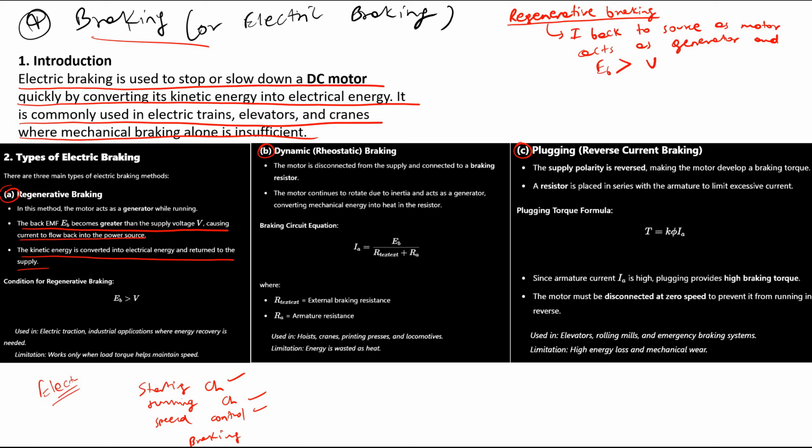Second is dynamic, or rheostatic braking. The motor is disconnected from the supply and connected to the braking resistor. What happens here? The motor is disconnected and connected to the braking resistor.